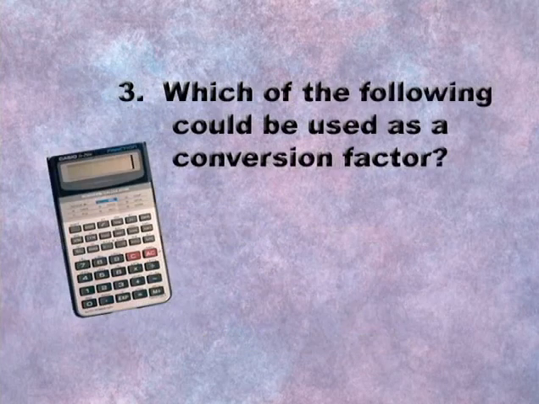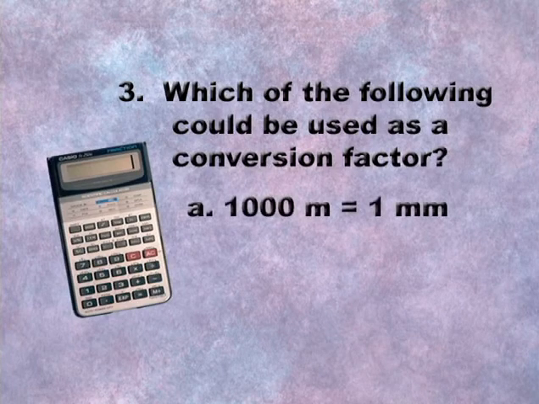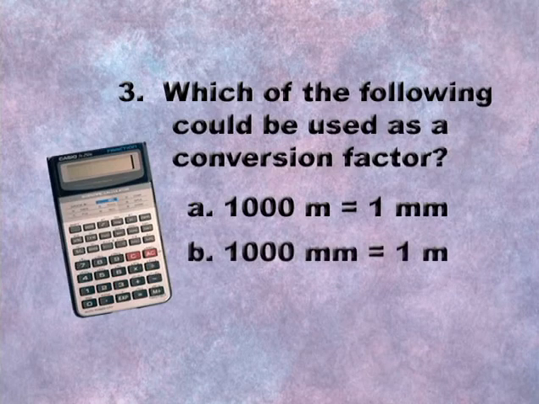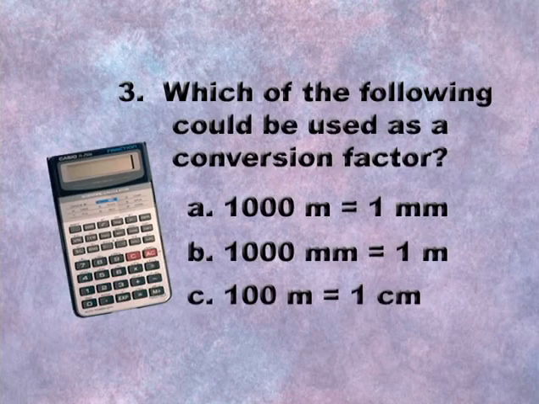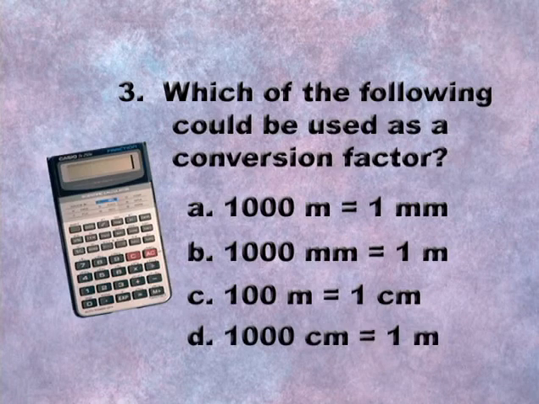Think about a meter stick as you answer question 3. Which of the following could be used as a conversion factor? A, 1,000 meters equals 1 millimeter. B, 1,000 millimeters equals 1 meter. C, 100 meters equals 1 centimeter. D, 1,000 centimeters equals 1 meter.